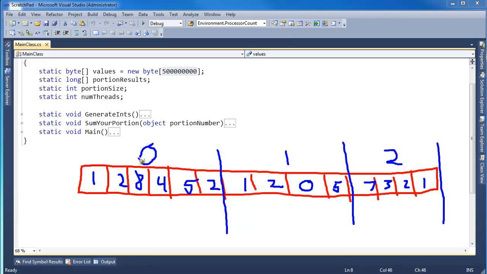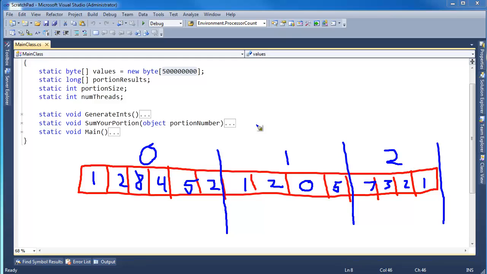Furthermore, we also gave each thread its own portion of the array to read from. Thread 1 didn't cross into thread 0's area, and thread 2 didn't cross into 0's, nor 1 into 2, and so on and so forth. So there's no way that these dancing threads, quote-unquote, could step on each other's toes. They each had their own portion and their own sandbox, if you would. So no thread safety issues there as well.